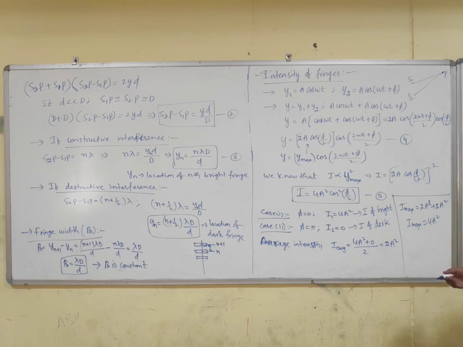What does it mean actually? These two are added together giving bright intensity, these two are subtracted giving rise to what? 0 intensity. That means energy is redistributed. Energy is redistributed. That means this is again proving conservation of energy.